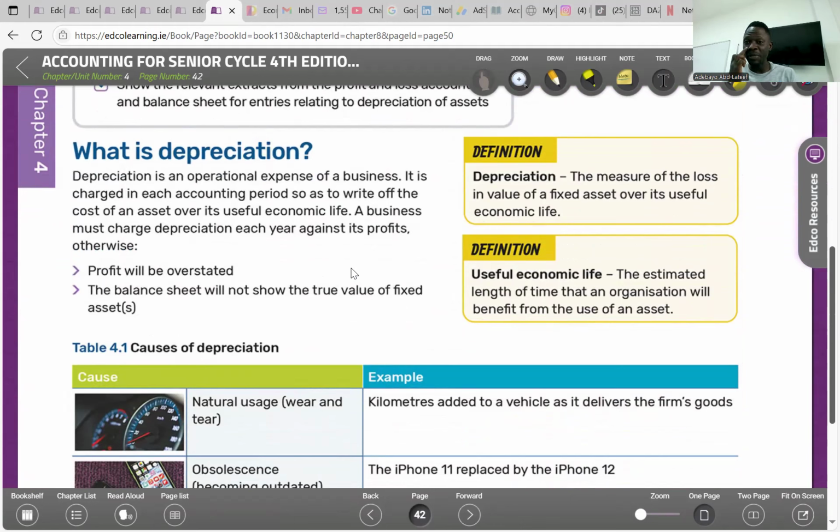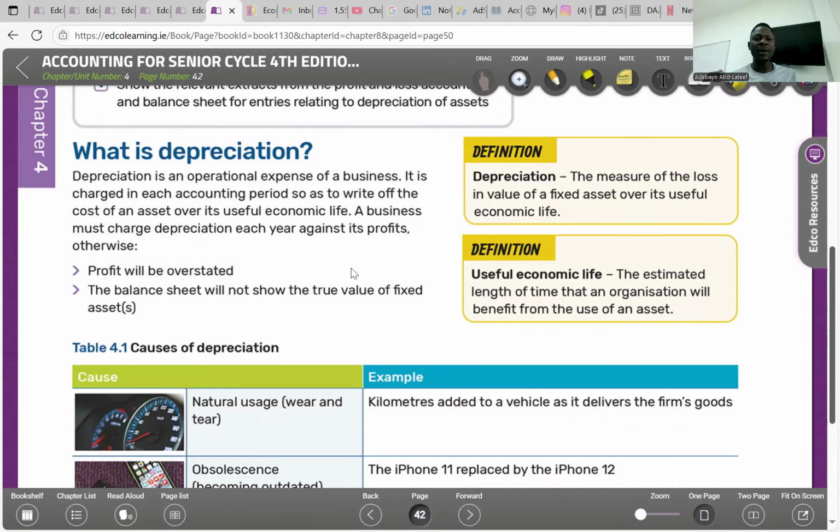That means as a business or as a firm, we use assets. Those assets help us in the production of goods and services. In the course of producing, we make profit out of them. The profit we make out of them, we need to charge depreciation from, because if we do not, we will be overstating our profit. With depreciation, we would know the economic useful life, the lifespan of the assets we are using in terms of operation. With depreciation, we'll be able to know the future value of our assets.